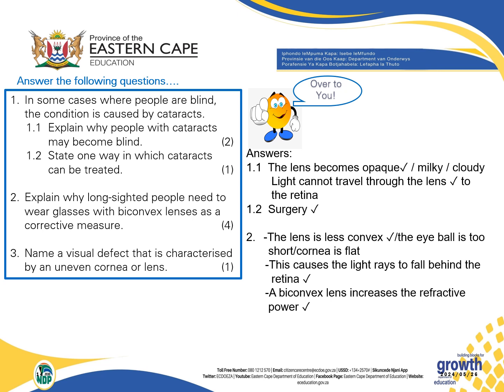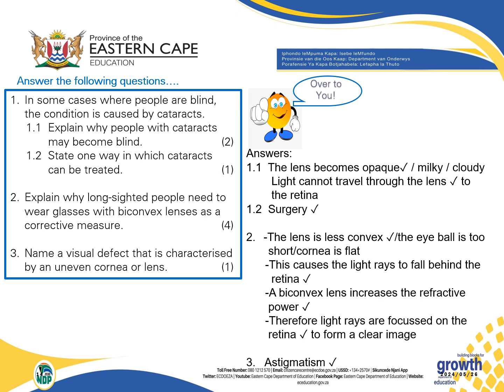A biconvex lens increases the refractive power of the eye. In other words, it causes the eye to bend the light more. Therefore, light rays will be focused on the retina to form a clear image. Number 3, the visual defect that is characterized by an uneven cornea or lens is known as astigmatism.